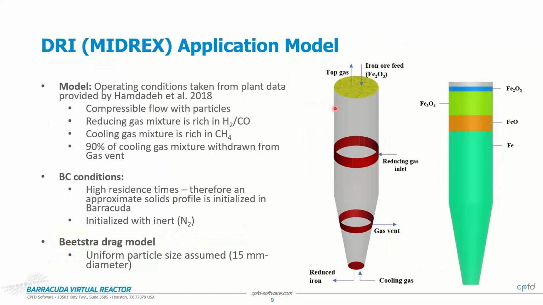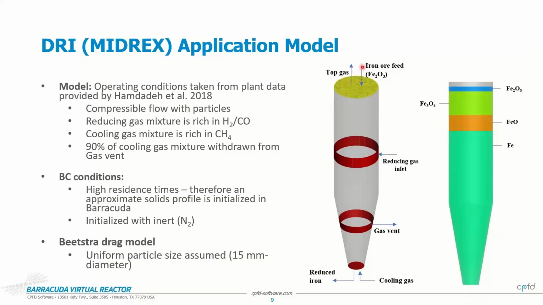All right, without further ado, I want to get into the actual setup of this application model. These operating conditions and geometry are sourced from a plant currently operating in Quebec, Canada. These plant data are provided in the H₂-DRI 2018 paper. Essentially, the system is a compressible flow with particles.